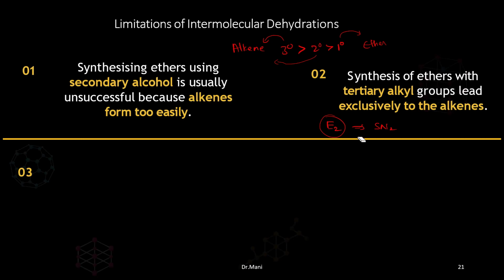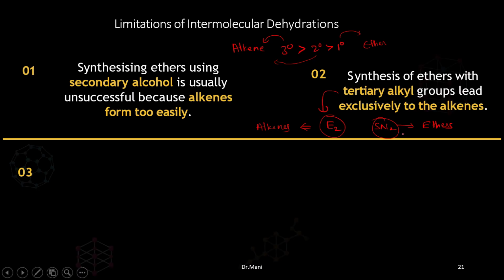E2 is favorable for alkenes. SN2 is favorable for ethers. So remember, this is for ethers and this is for alkenes. So in this case, the E2 reaction will happen instead of the SN2 reaction.